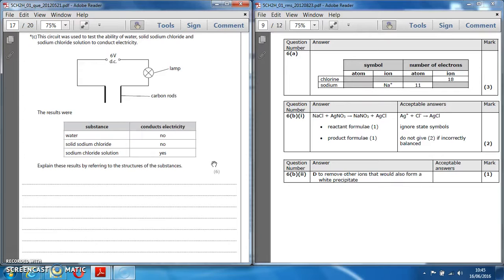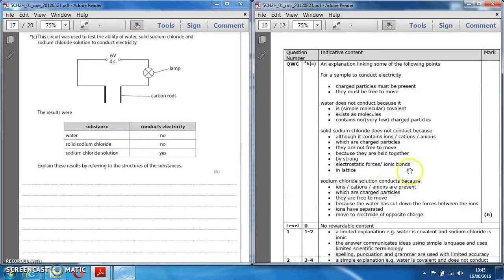When you have the solution, the sodium chloride ions are free to move around, which means that, yes, there are ions that can conduct the electricity, and yes, they can move around, which means that it will conduct the electricity. There's the little summary there.